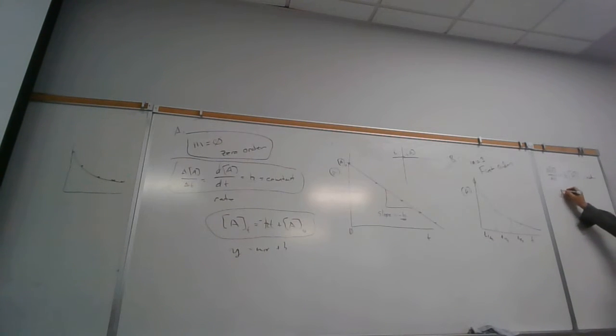And then we could do the same thing. We could do dA over dt, which is equal to kA. And then using calculus, you can get the integrated rate law, and you can have different forms for this. So one form of this is: ln of A at time t is equal to minus kt plus ln of A at time 0.